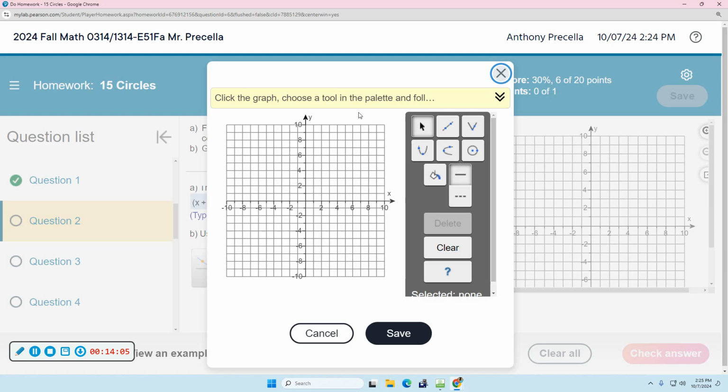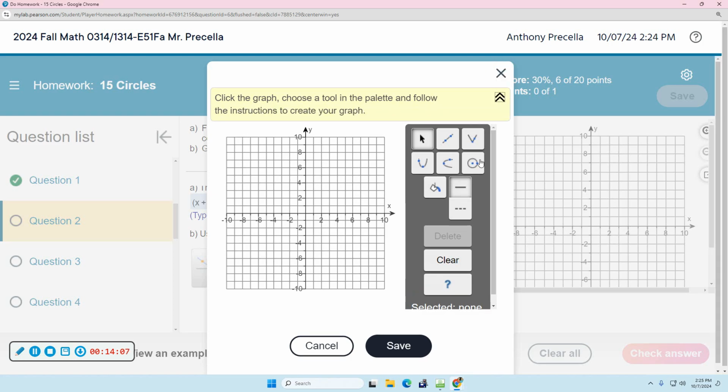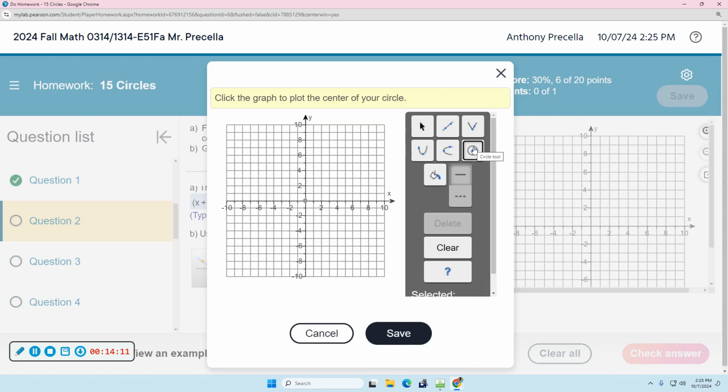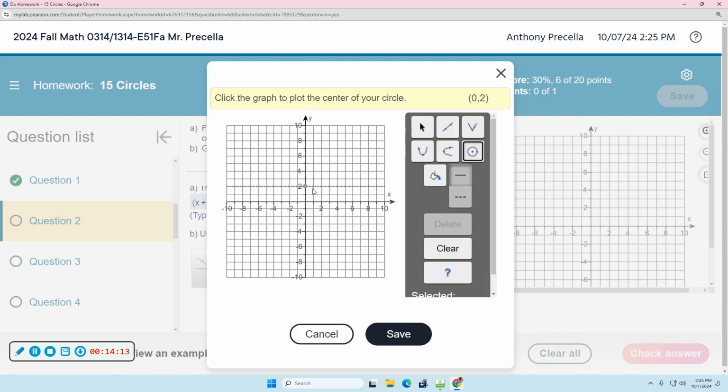The first thing we have to do, this is a circle, so we click the circle tool, and then we plot the center. The center was -3, positive 4, right there. And now it wants you to plot one additional point. Well, we can go 3 units up, down, left, or right. It makes no difference to me.